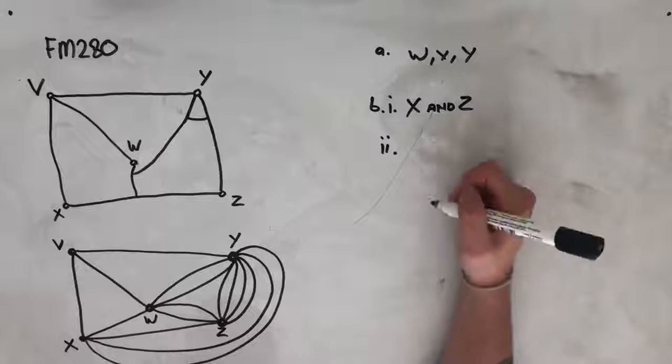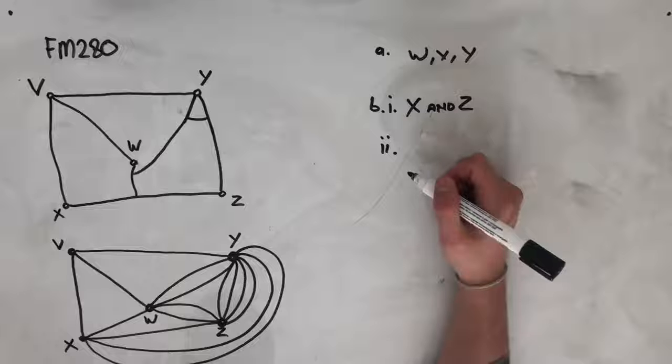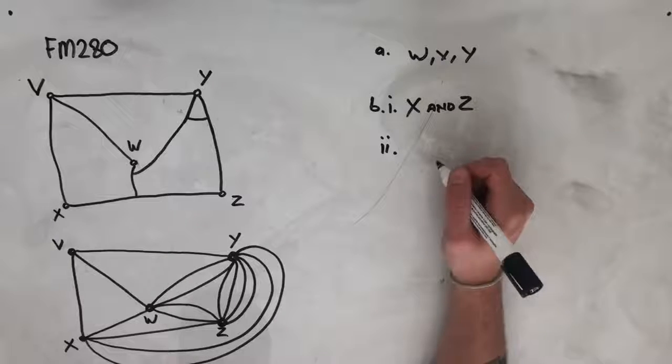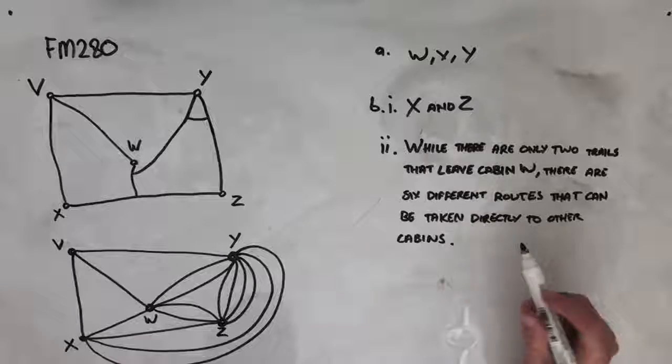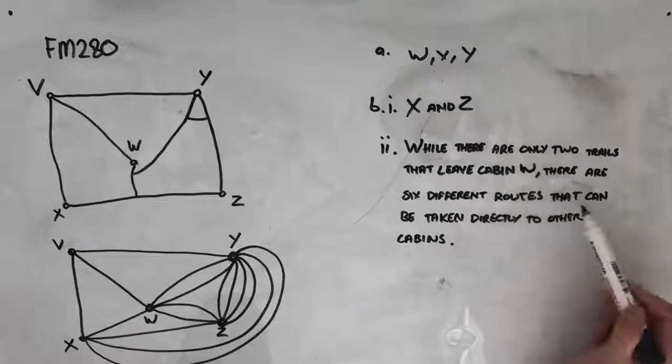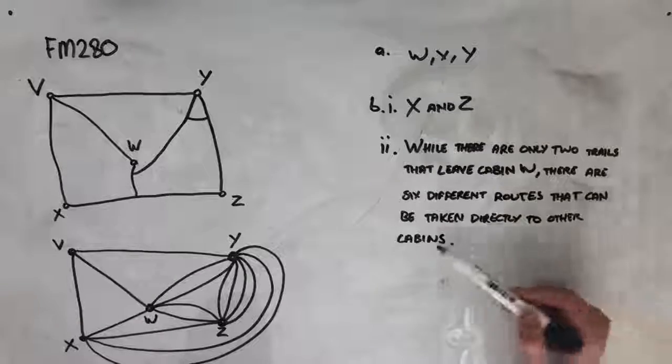II says, explain why the map shows only 2 trails leaving W when the graph shows 6 edges leaving W. So what we can say here is, while there are only 2 trails that leave cabin W, there are 6 different routes that can be taken directly to other cabins.